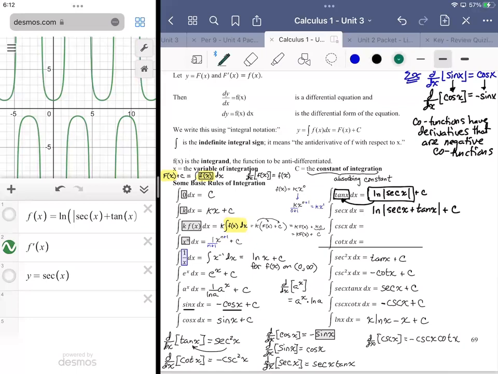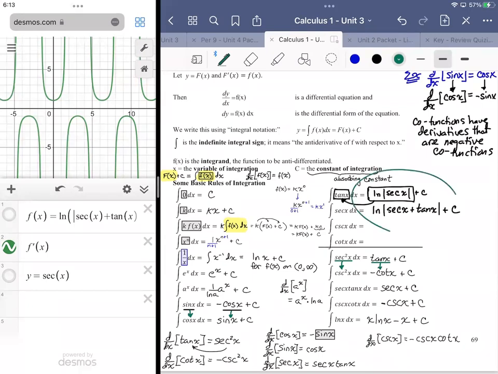All right. Sine and cosine are cofunctions of one another, so their antiderivatives would be negative cofunctions. Secant squared and cosecant squared are cofunctions. Their antiderivatives are negative cofunctions of one another. Take the tangent, slap on a co and negate it, and you have the antiderivative of cosecant squared, right?